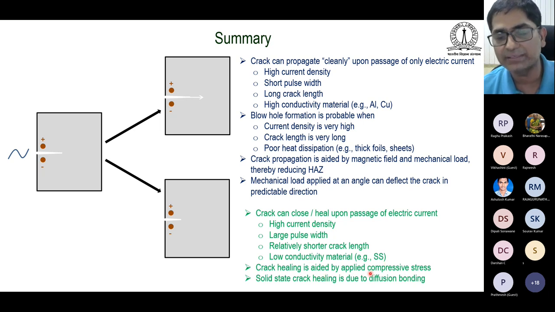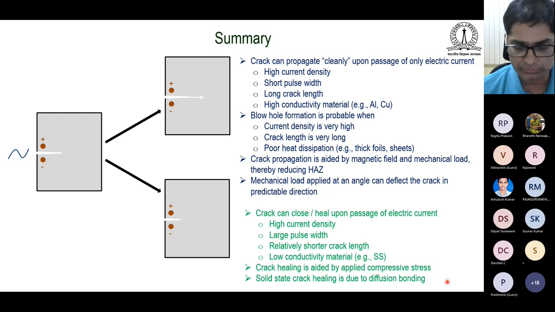Crack healing is aided by any compressive stresses that you apply. And it is a solid state crack healing, and that is due to diffusion bonding.